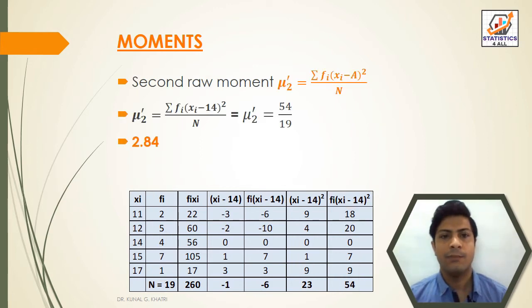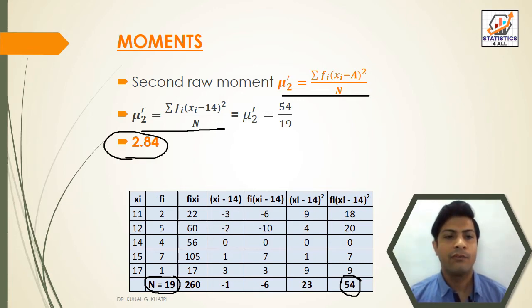Now putting in the formula of second raw moment, mu2 dash is equal to sigma Fi into Xi minus a whole square divided by n, where a is equal to 14. Here sigma Fi into Xi minus 14 whole square is equal to 54, and n is 19. So putting in the above formula, mu2 dash is equal to 54 divided by 19, we get 2.84.